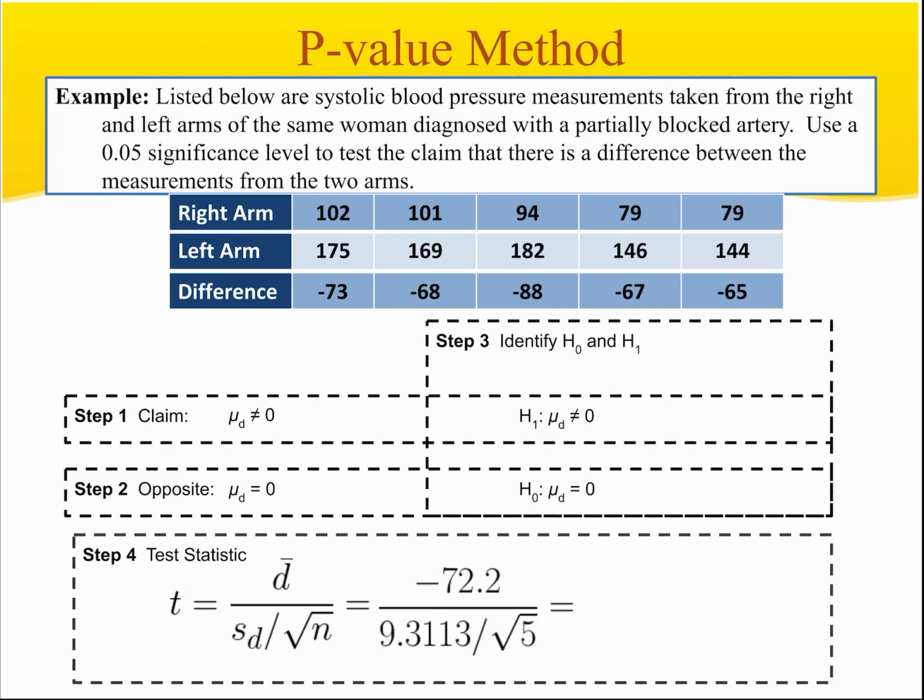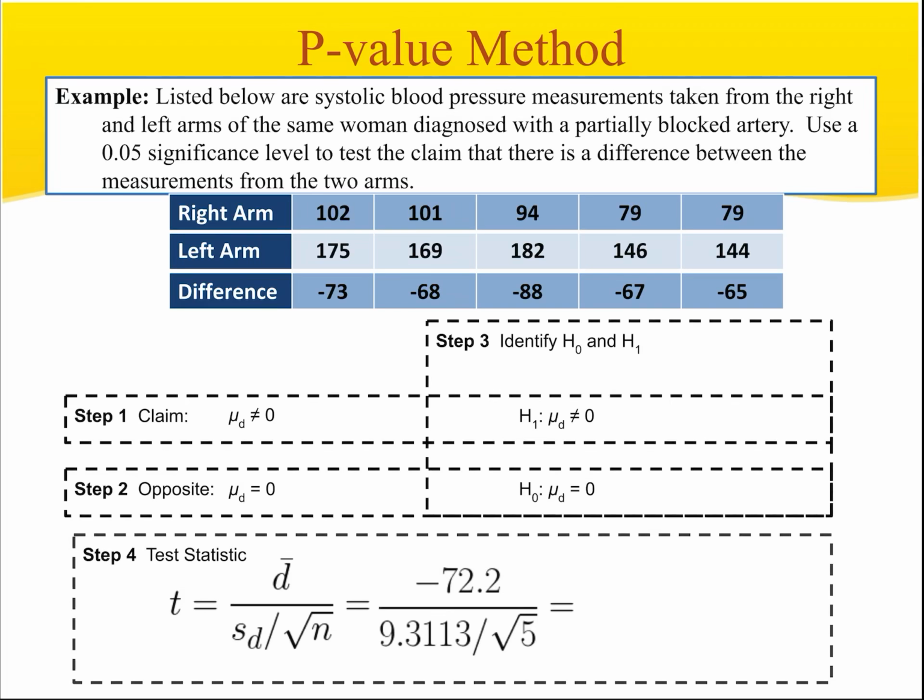One quick note, it doesn't matter whether you do 102 minus 175 to get negative 73, or the other way around, 175 minus 102 to get positive 73. But it definitely matters that you stay consistent. So if you want to calculate like we did here, right arm minus left arm, make sure you do that for each one of those differences.